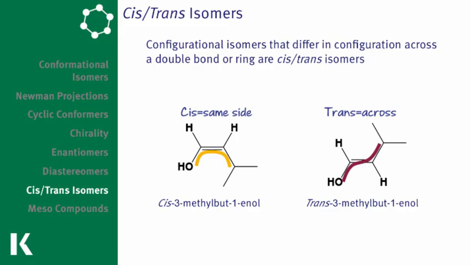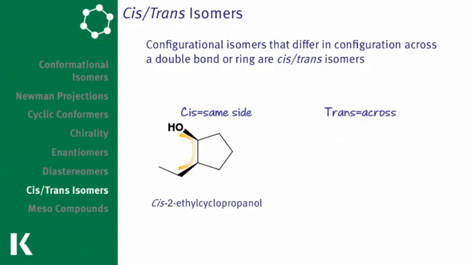Now, although we typically think of cis and trans as describing double bonds, there are actually some examples where only single bonds are involved. Take cis-2-ethylcyclopropanol, where the hydroxyl group and the ethyl group are both in the same three-dimensional orientation.